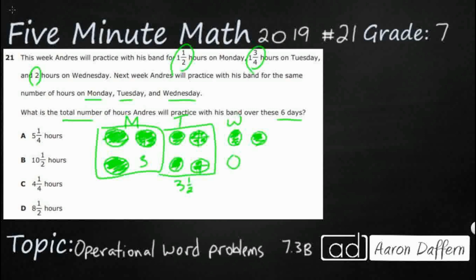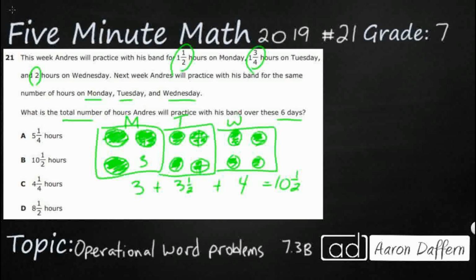And then Wednesday is simple. Let's just double that. So now I'm going to get my 4. And you see what we're doing here, right? We're just going to add. So adding the whole numbers, 3, 6, 10. And then we've got that half. So our answer is going to be B.